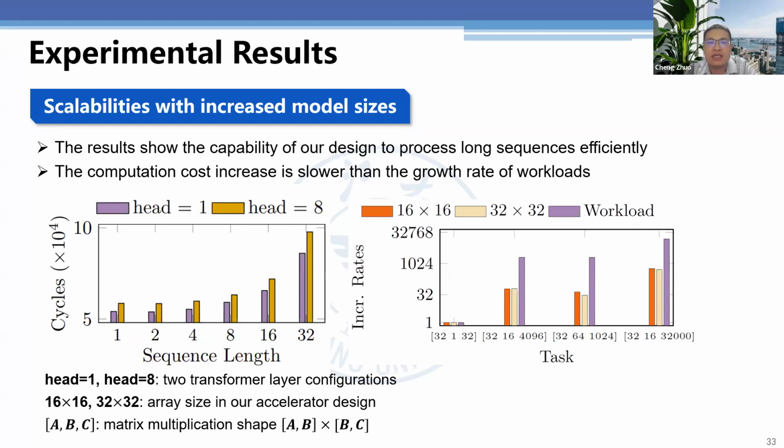Meanwhile, you can see that we have the red one and also the brown one, which refer to the 16 by 16 and 32 by 32 array sizes in our accelerator design. Basically, the computational cost increase is much lower in comparison to the workload increase. This shows the good scalability of the proposed design.